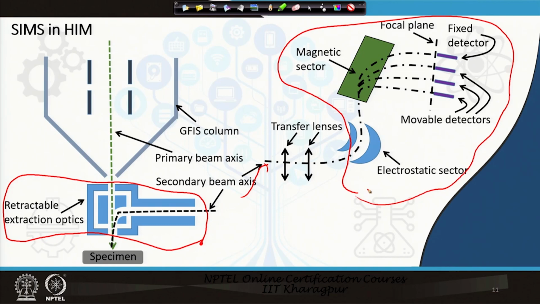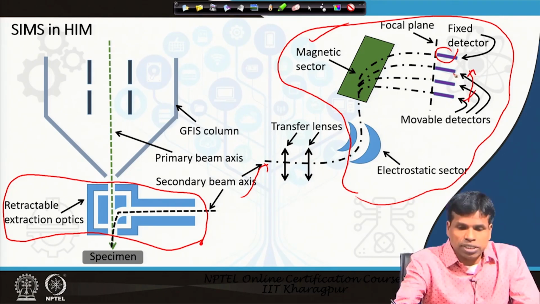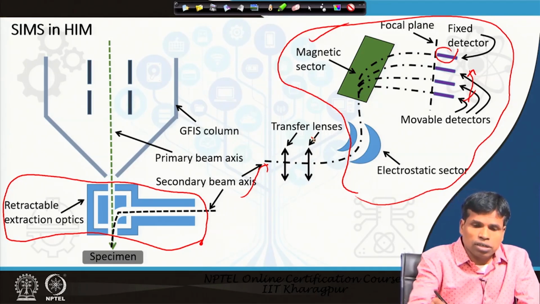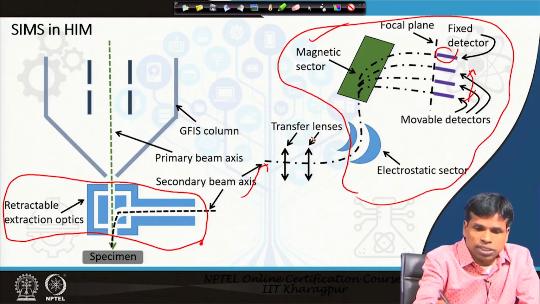On the other hand, the magnetic sector mass spectrometer allows parallel or simultaneous measurements by using several detectors. One is a fixed detector and another is a movable detector. With these detectors, we can do simultaneous measurements of different species present on the specimen and know their composition.